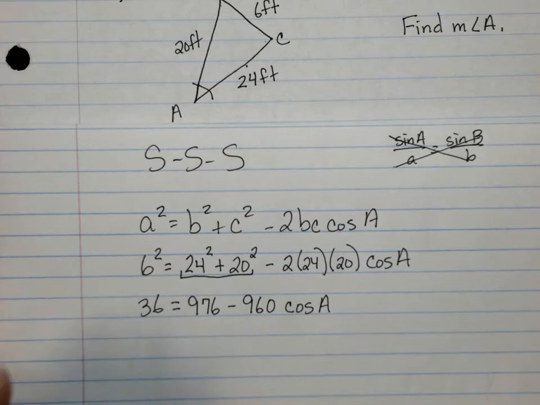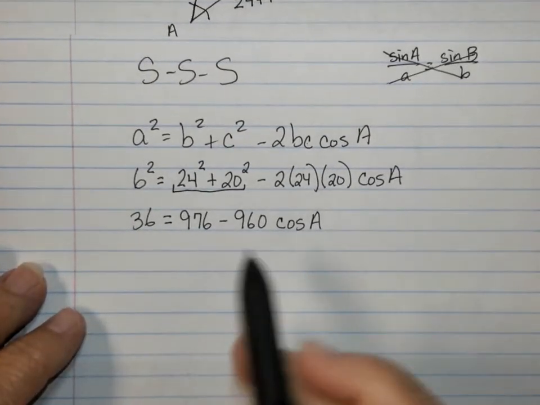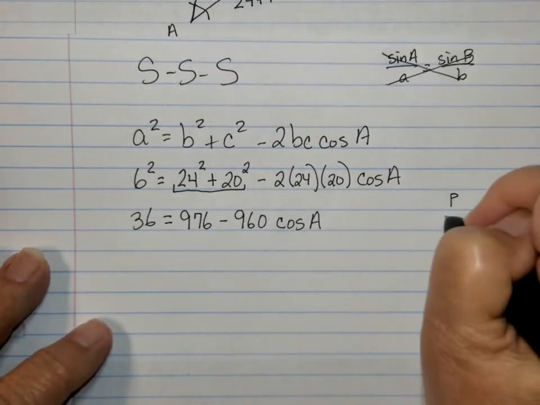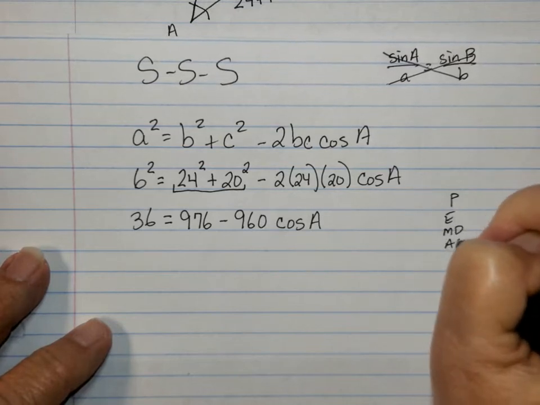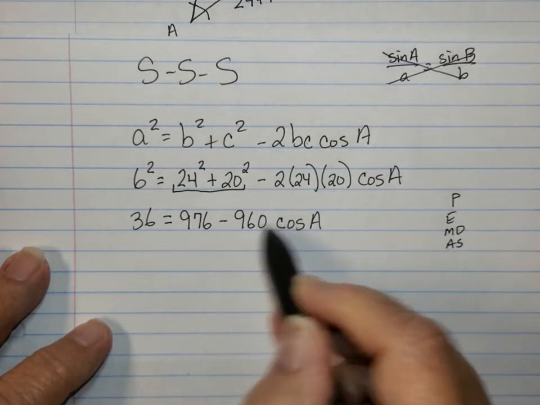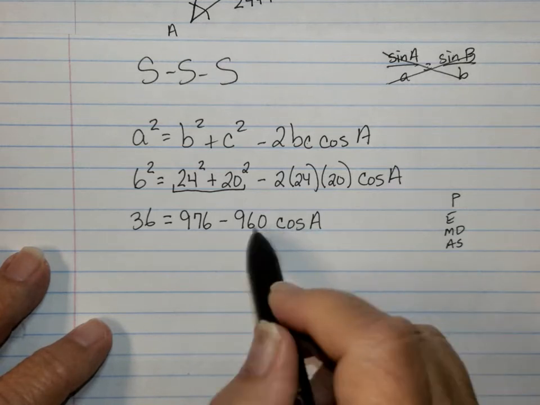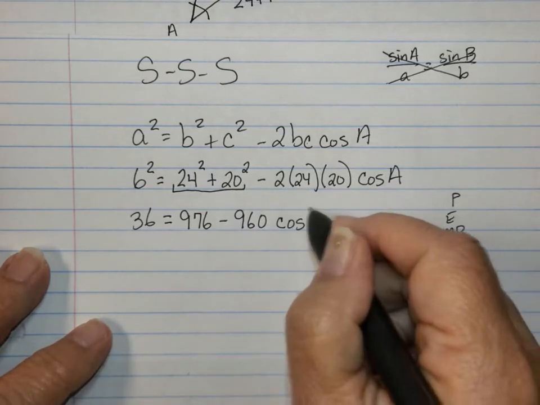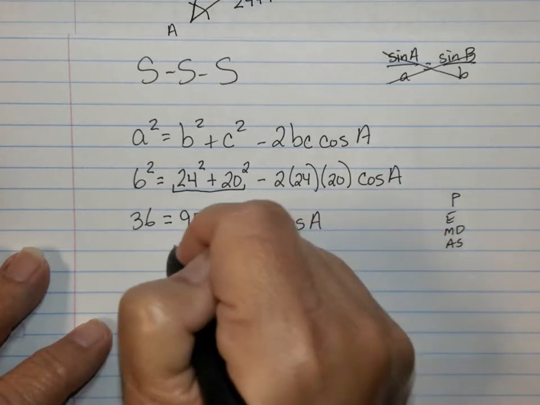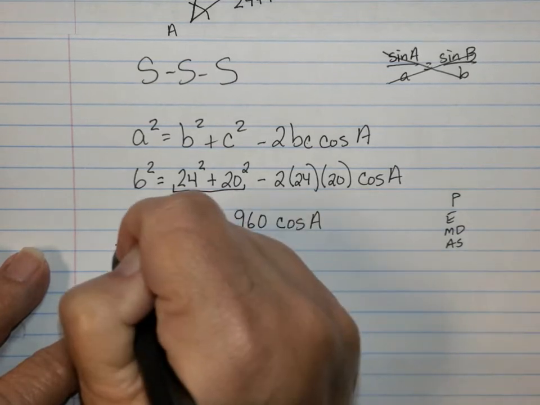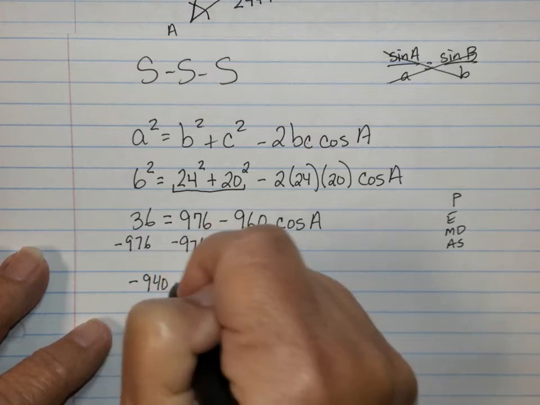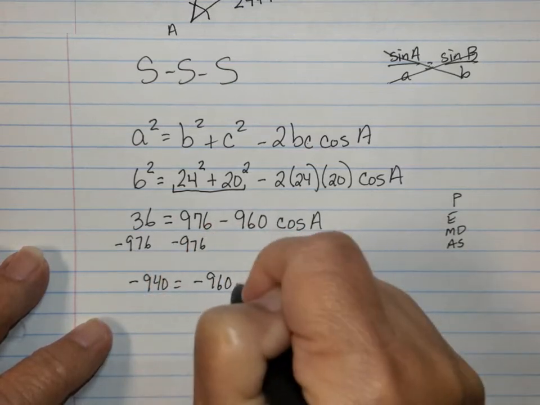Now, the one mistake that I have seen students make at this point is that you're not going to do subtraction. Do not subtract 960 from 976. Remember your order of operations, your PEMDAS, please excuse my dear Aunt Sally. It's 960 times cosine A, so multiplication comes before subtraction. Do not subtract these two numbers. We're trying to get this value by itself, so we're going to subtract 976 from both sides. We're going to get negative 940 equals negative 960 cosine A.